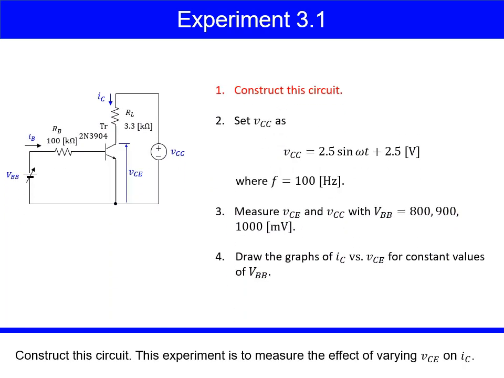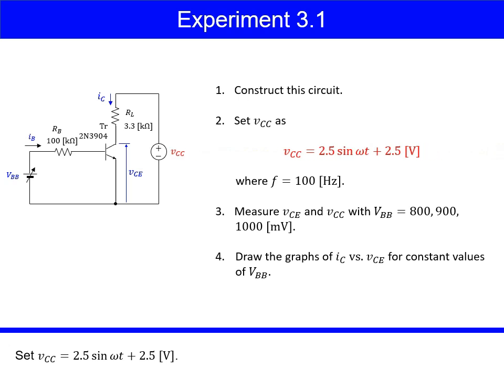Construct this circuit. This experiment is to measure the effect of varying VCE on IC. Set VCC equals 2.5 sine omega t plus 2.5 volts. Measure VCE and VCC with the parameter VBB equals 800, 900, and 1000 millivolts.